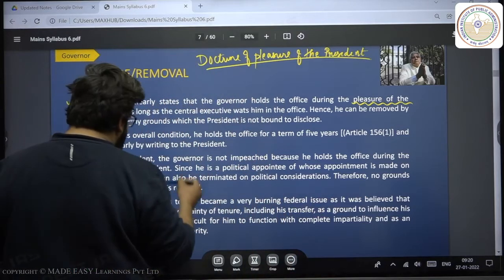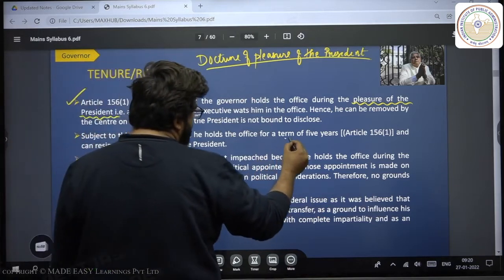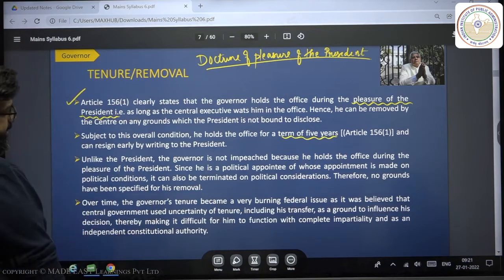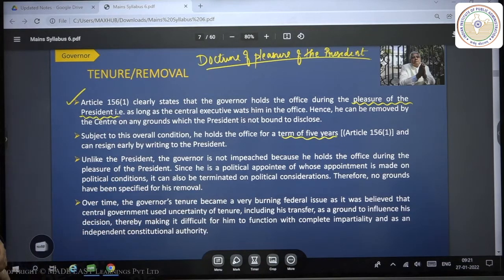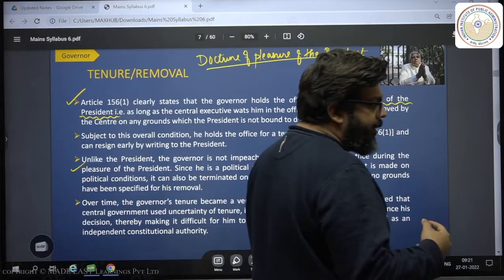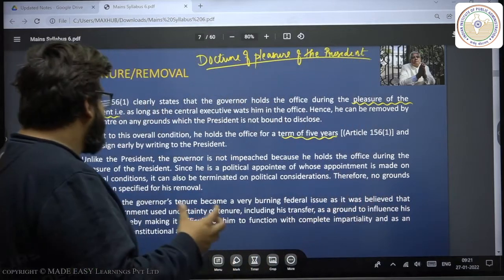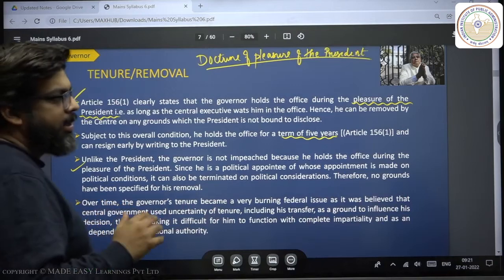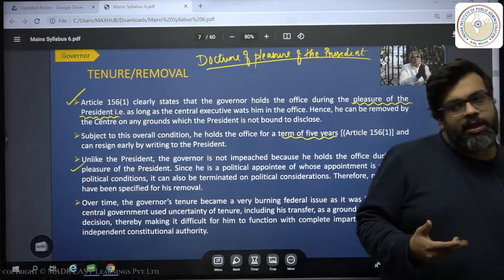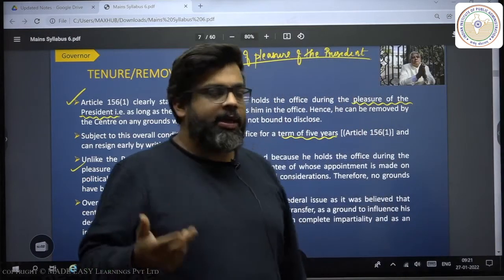Now, like the president, the governor also holds a term of 5 years and can resign in writing to the president. Unlike the president who is impeached, the governor is not impeached because you hold the office during the pleasure of the president. And because you are technically a political appointment which is made on political considerations, very often it happens that if you are appointed on political considerations, you will be removed on political considerations.